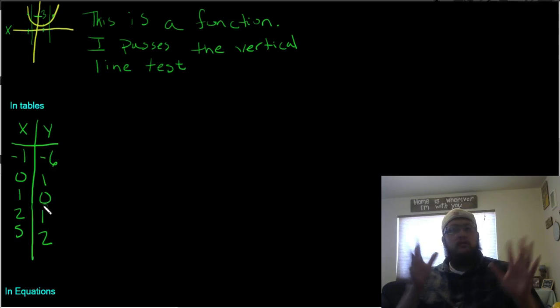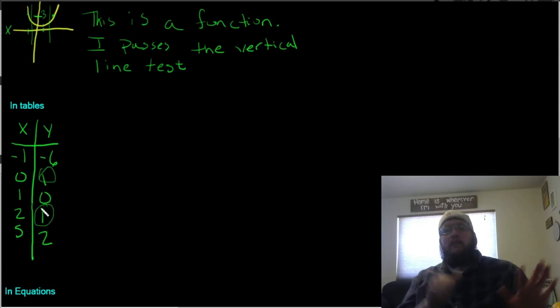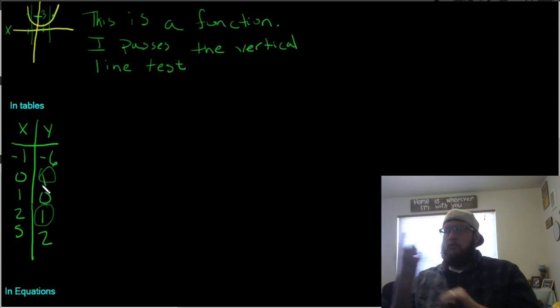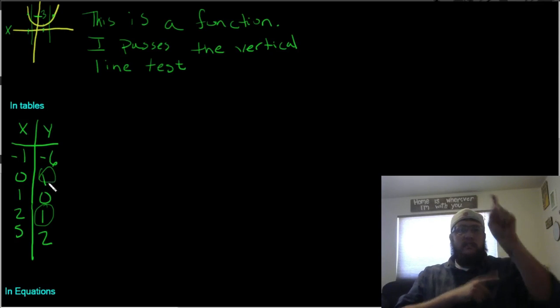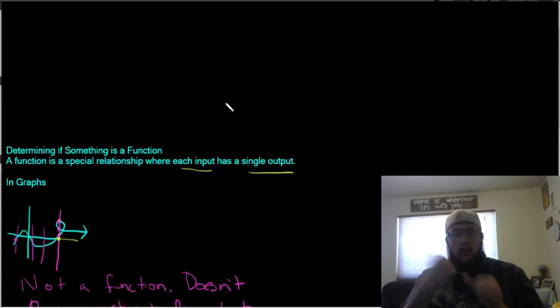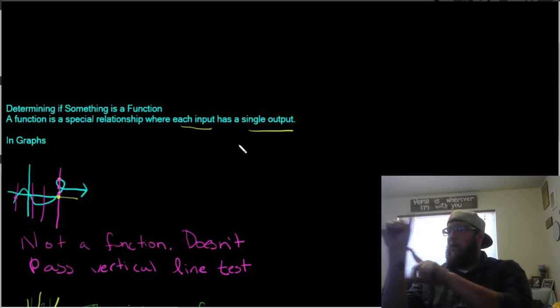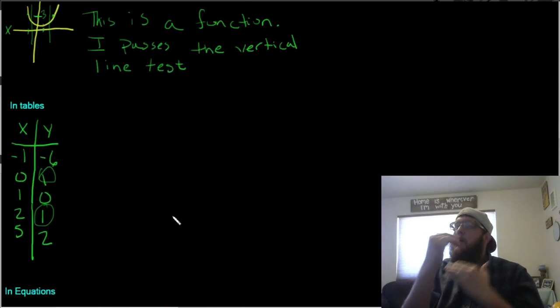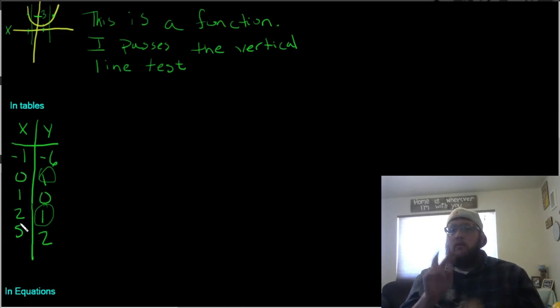And what you guys might have noticed is that there is a 1 here and a 1 here. That's okay, because each one of these inputs, the x values, only has one output. But each output, in this case 1, the output of 1 has more than one input. The 1 is connected to the 0, and 1 is also connected to 2. That's okay. Remember, our definition does not bind us to having only one input for each output. It's each input has only one output. So really, we're looking at the x values on our table, and we want to make sure that each one of the x values only corresponds to one y value.